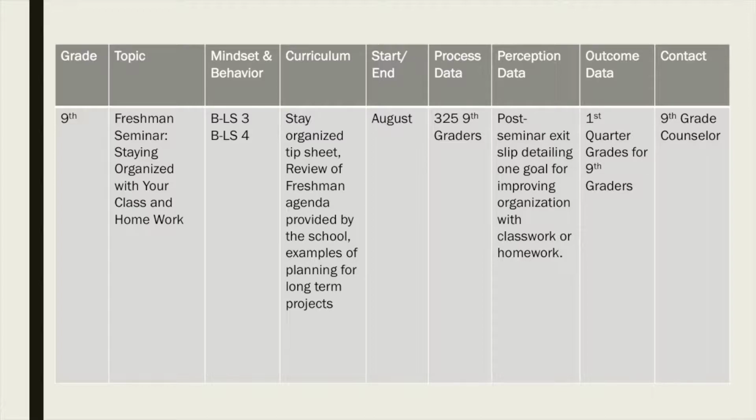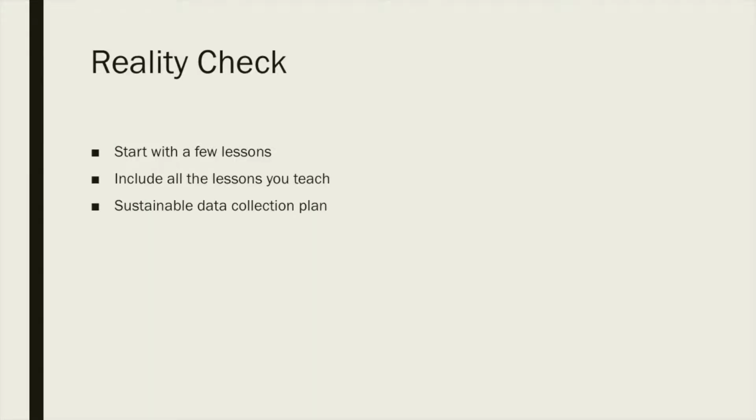Finally, outcome data. How does this lesson relate to the achievement, attendance, and/or behavior data for this grade level? Remember that you can collect outcome data for a series of lessons or lessons individually. There should be a connection between the objectives of the lesson and the type of data being collected. An example might be to compare the number of office referrals for peer conflict between first half of the year and second half. Let's do a reality check.